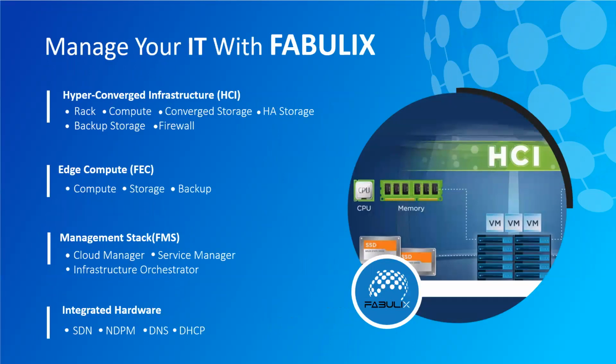So the introduction about Fabulix is that we have a total of 2 models. One is on-prem and another one is cloud, which is nothing but edge, right? And on-prem, you will get the rack, compute, storage, and firewall. You can also get backup storage, not only for backups but also for HA storage, if anybody is looking at high dense storage, where we can go up to 1 petabyte, fully providing high availability and also redundancy.